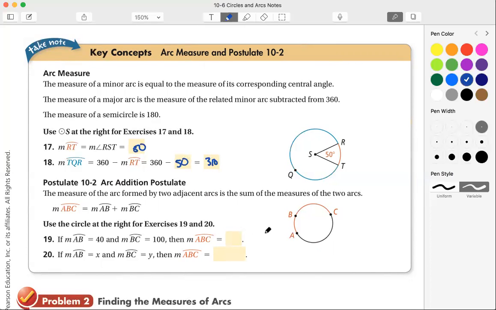All right. So the measure of an arc formed by 2 adjacent arcs is the sum of the measures of the 2 arcs. So the measure of arc ABC is equal to the measure of arc AB plus the measure of arc BC. So if I know the measure of arc AB is 40 and BC is 100, then ABC is going to be the sum, 140. If I know AB is X and BC is Y, then ABC is X plus Y.